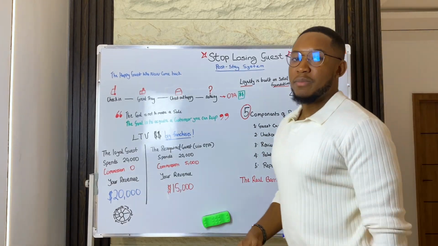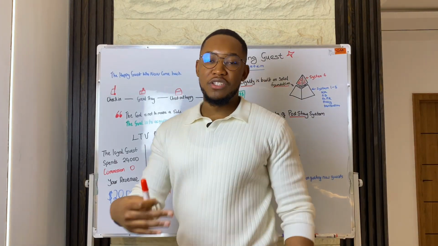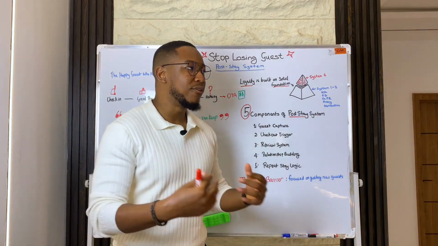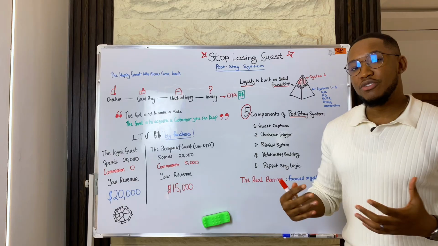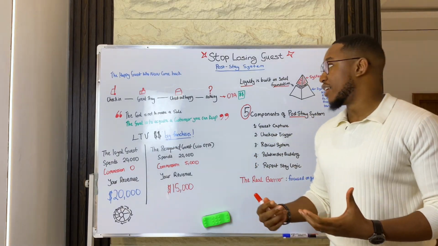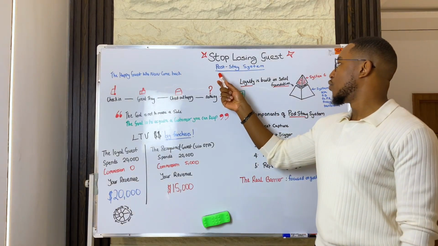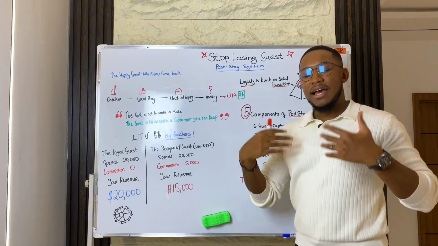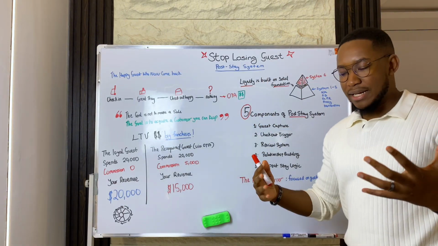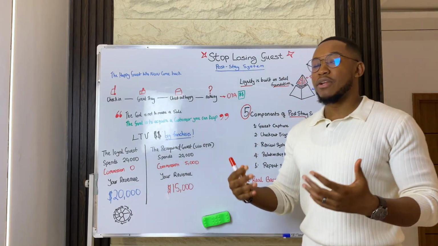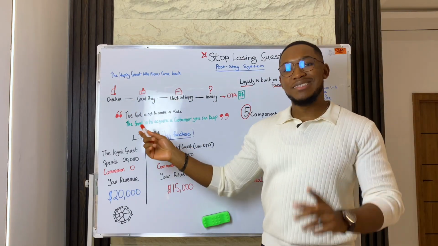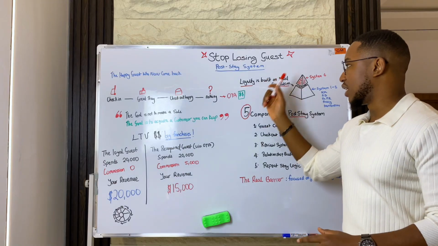So in today's video, we're going to talk about how to stop losing hotel guests, which is basically how do you get repeat hotel customers. What you need to do in order to solve this problem is very simple. You need to generate a post-stay system. And I will explain exactly what that entails because most hotel owners or most independent hotels have a process that looks like this. And that's why you keep losing guests.